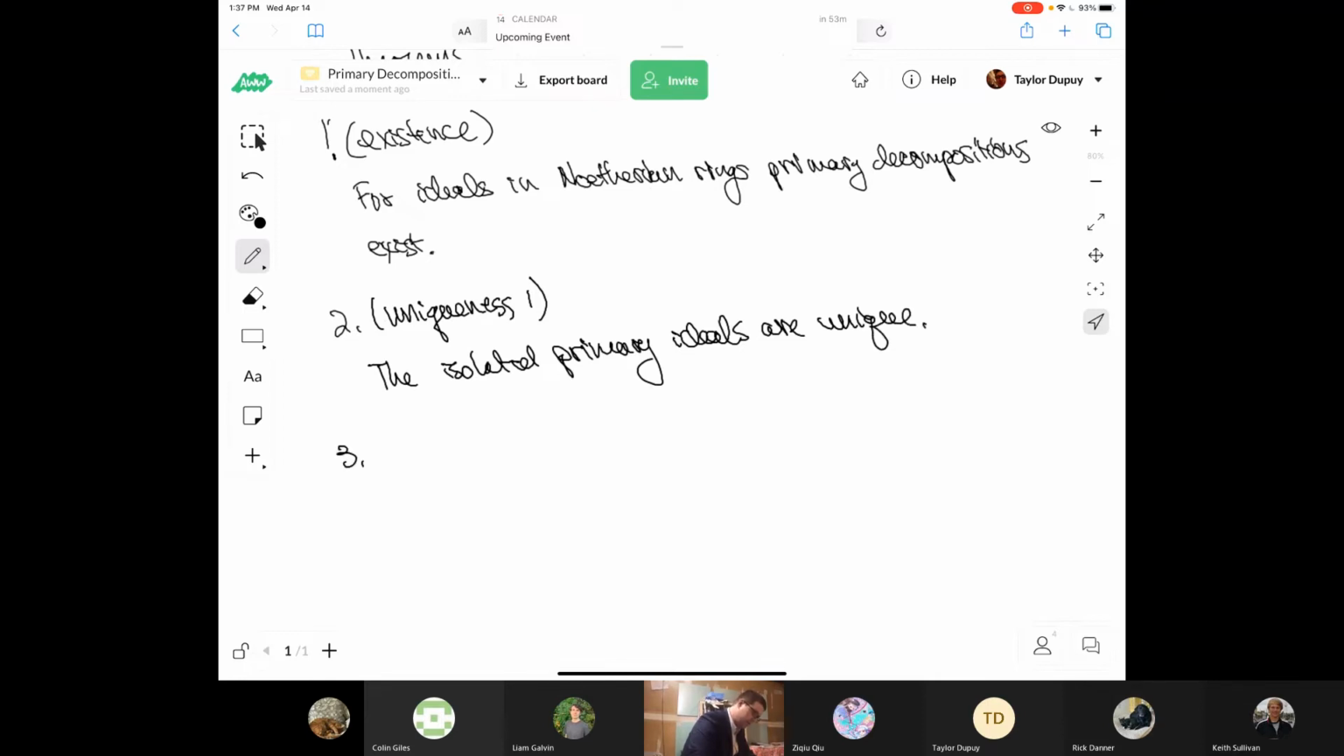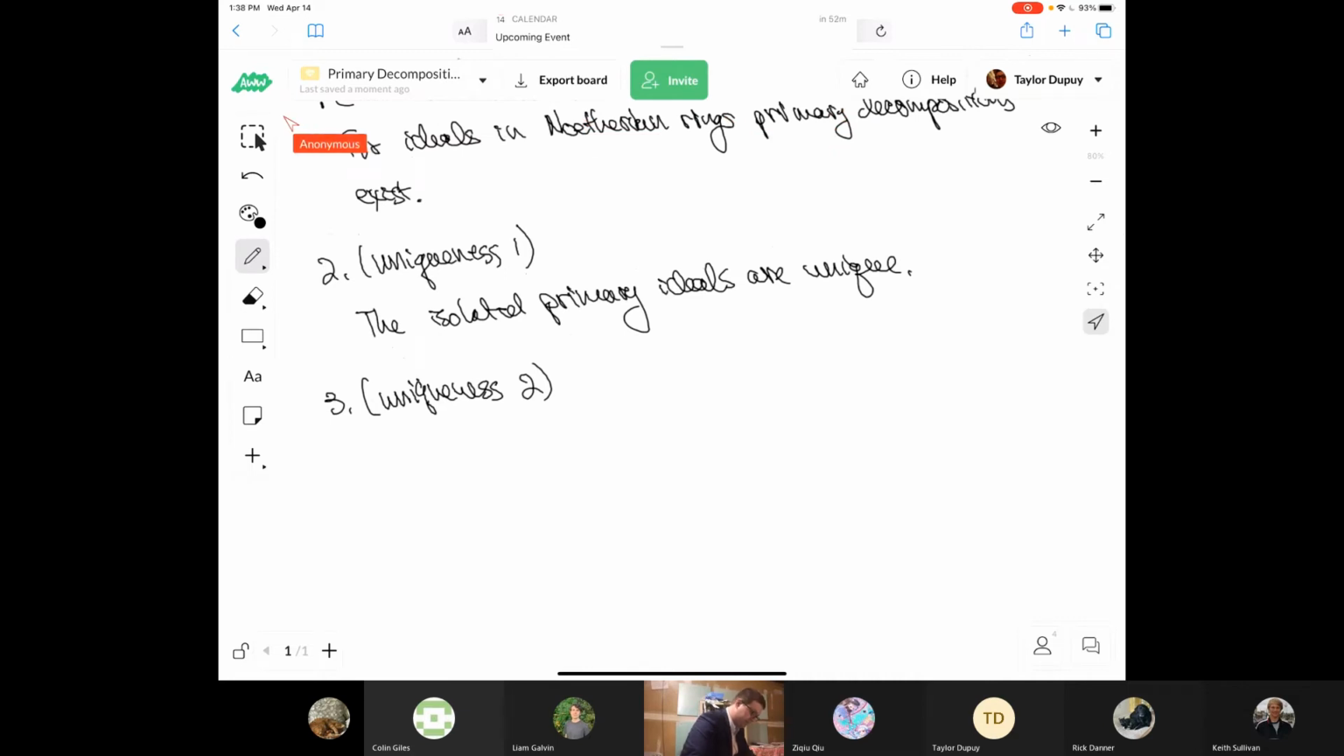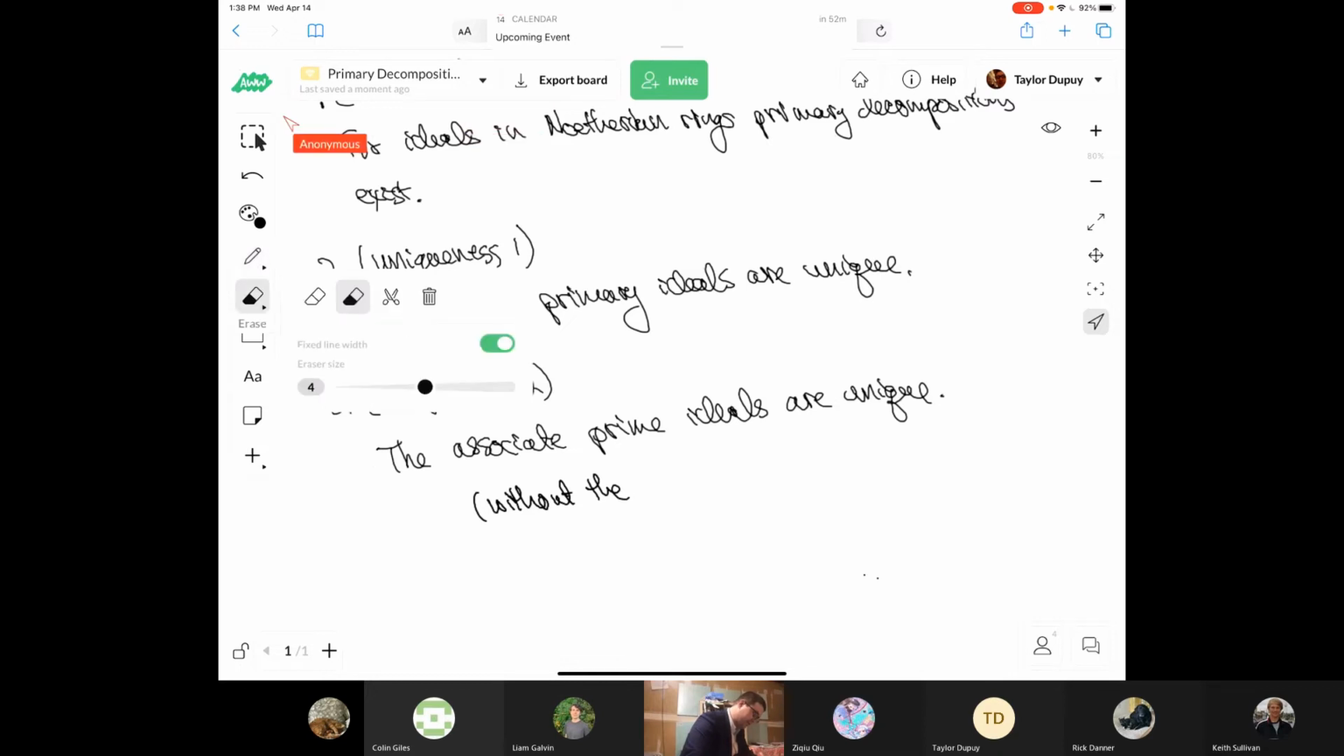And three, this is another uniqueness result. The associated prime ideals are unique. So this is without the fuzz. I guess I shouldn't write that. I should just say that.